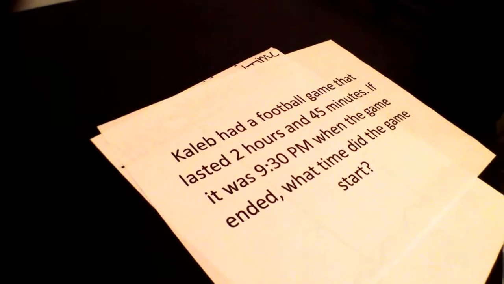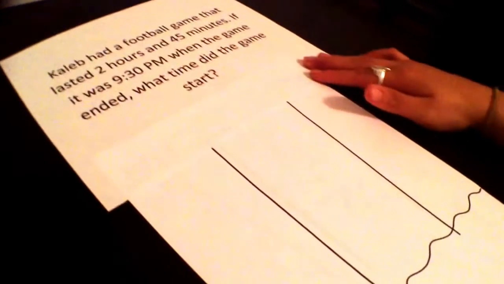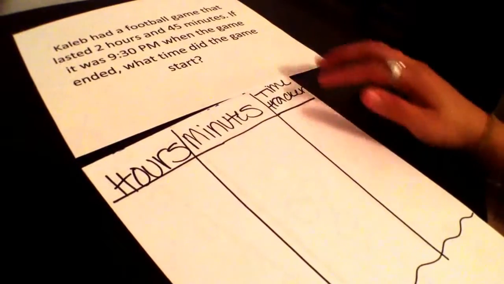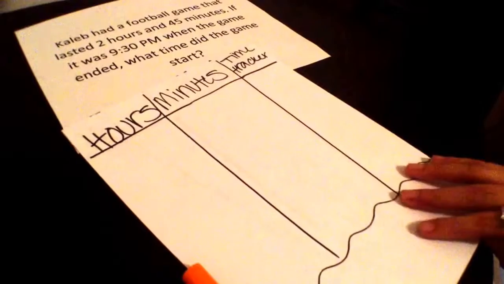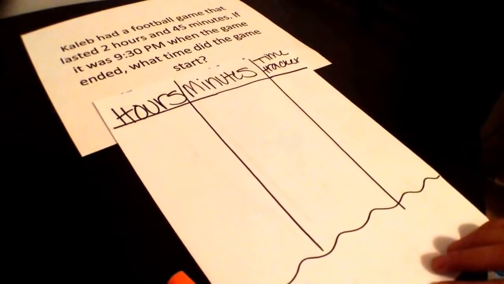So our word problem says, Caleb had a football game that lasted 2 hours and 45 minutes. If it was 9:30 p.m. when the game ended, what time did the game start? So we know that the game ended at 9:30 and it lasted 2 hours and 45 minutes, so we want to see what time the game started. So we're going to use our time tracker to help us figure out what time the game started.